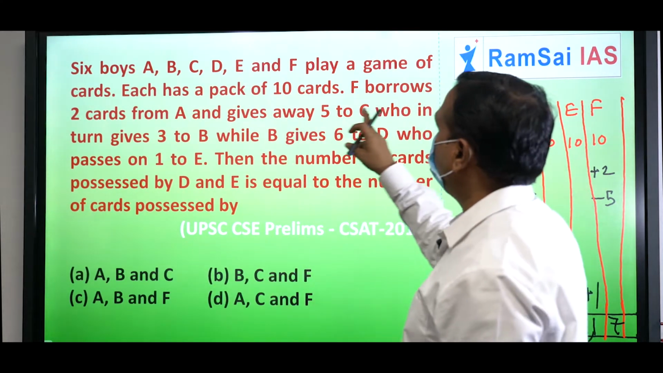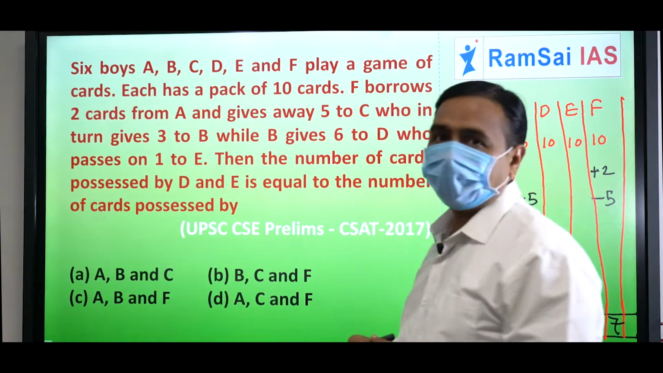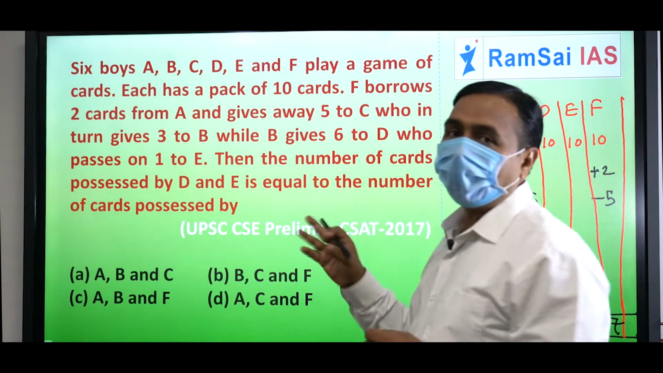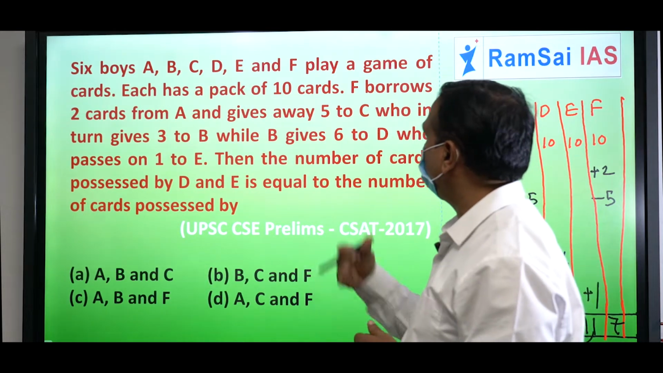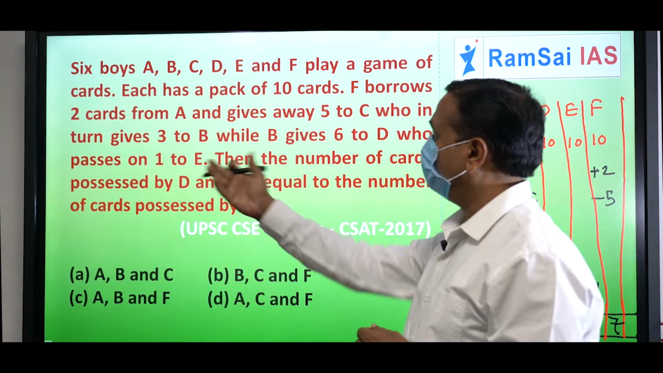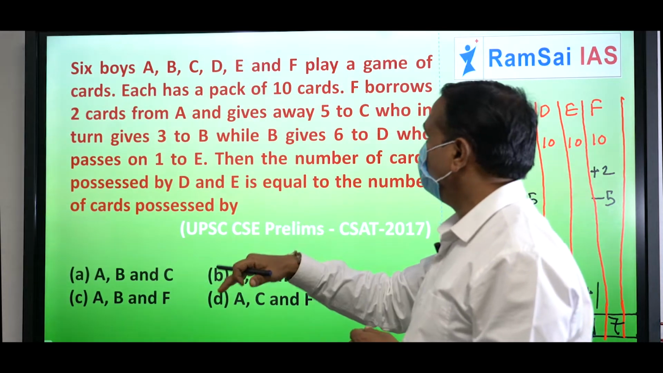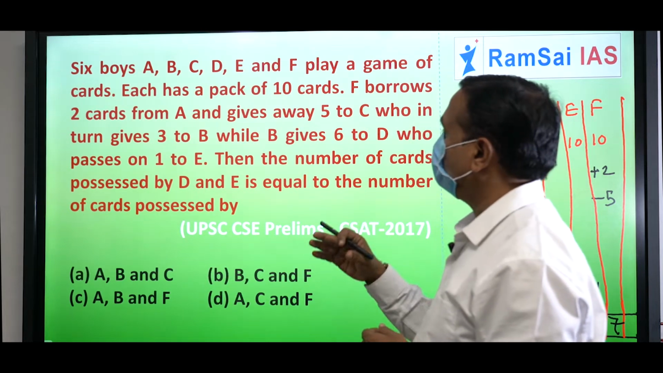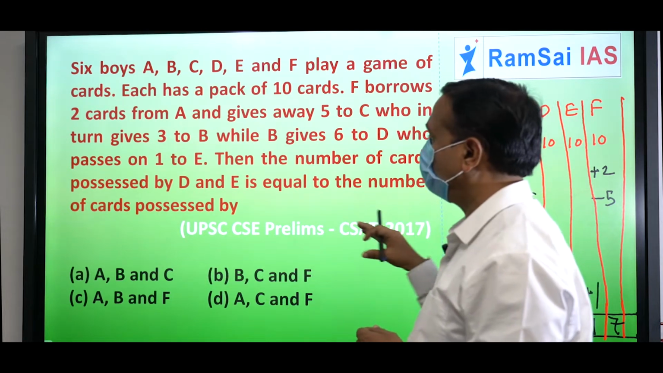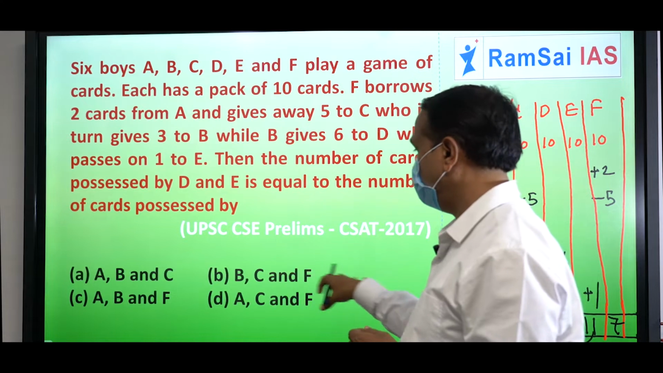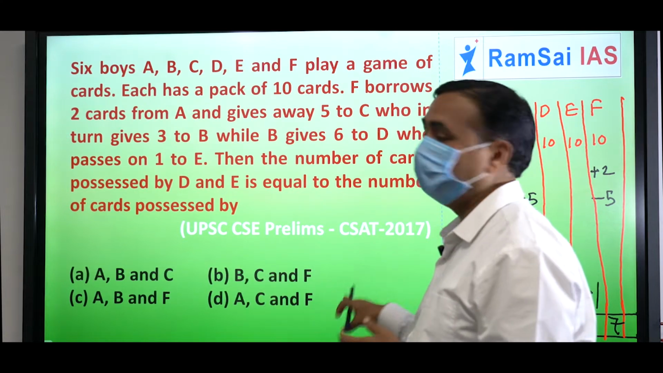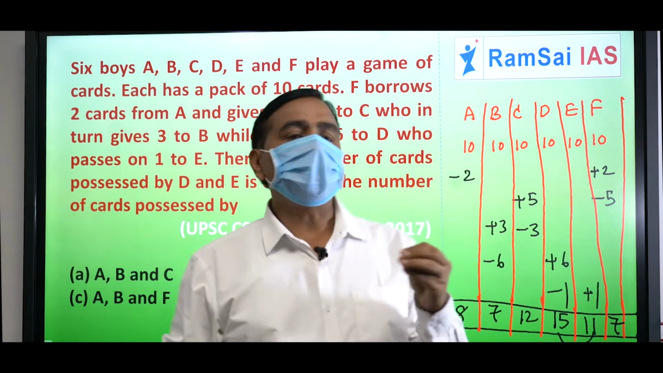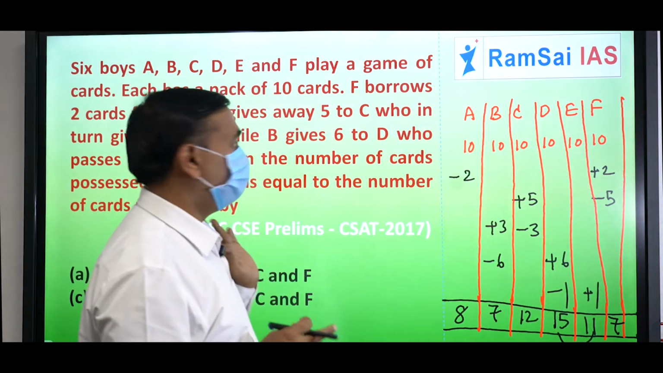6 boys A, B, C, D, E and F play a game of cards. Each has initially a pack of 10 cards. F borrows 2 cards from A and gives away 5 to C, who in turn gives 3 to B, while B gives 6 to D, who passes on 1 to E. Then the number of cards possessed by D and E is equal to the number of cards possessed by A, B and C; B, C and F; A, B and F; A, C and F. This is how the problem is given. Very common sense based problem.